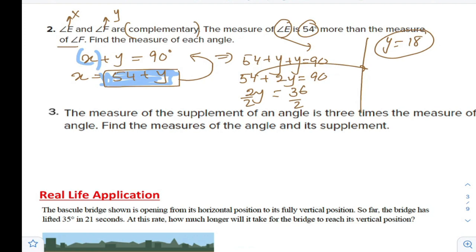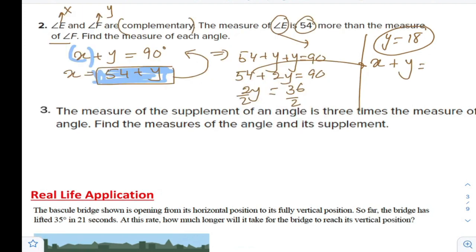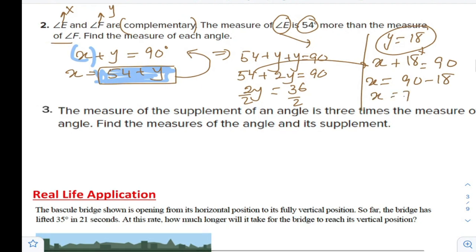Now finding the other value, so replacing in equation 1, x plus y equals 90. So replace the y by 18, which is this one. So x is 90 minus 18, which is 72. So we have now two angles, and you can check that their sum is 90. وفعلا واحدة منهم, one of them is 54 more than the other one.